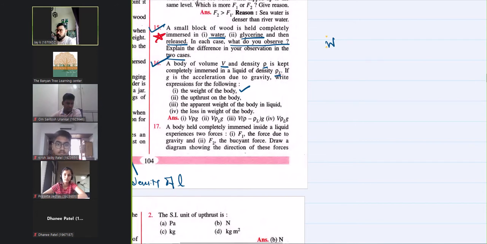Okay, what is the formula for weight? Weight is equal to mass into acceleration due to gravity, correct? Do you agree with this?